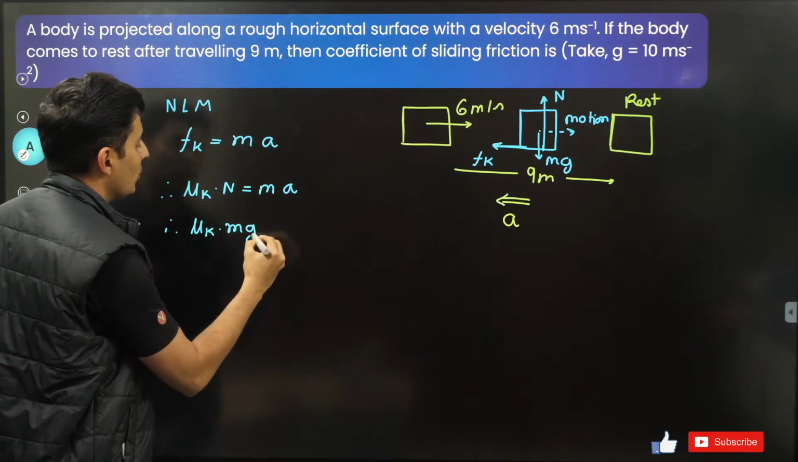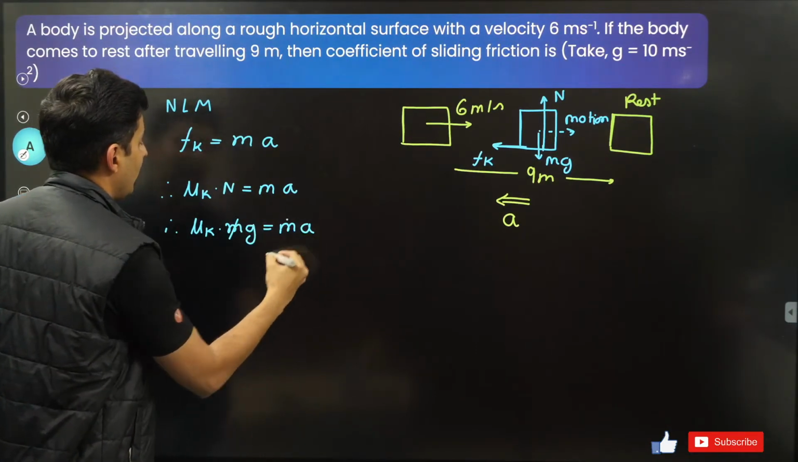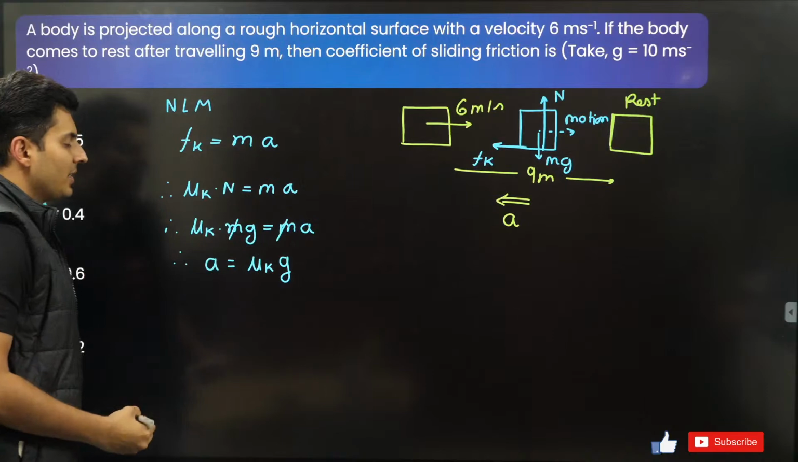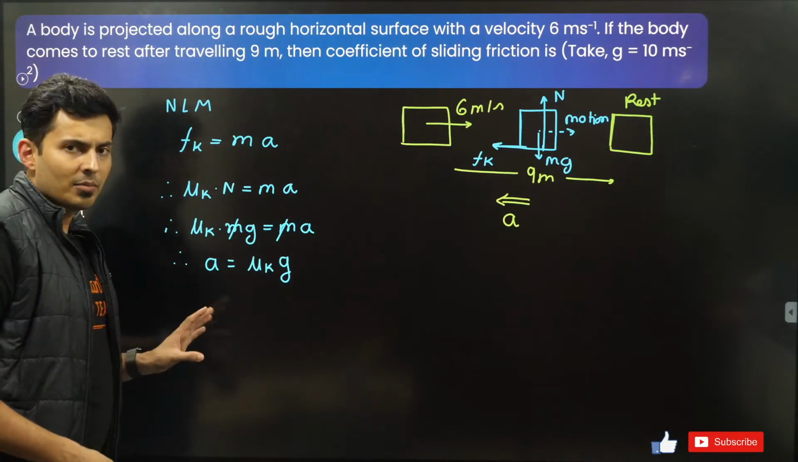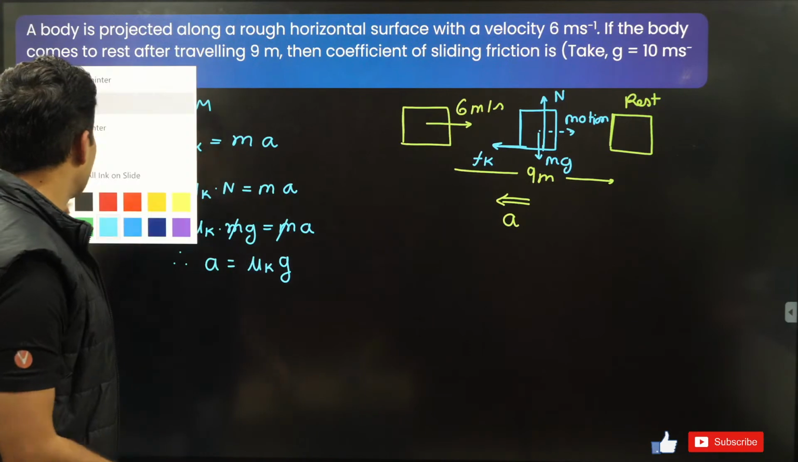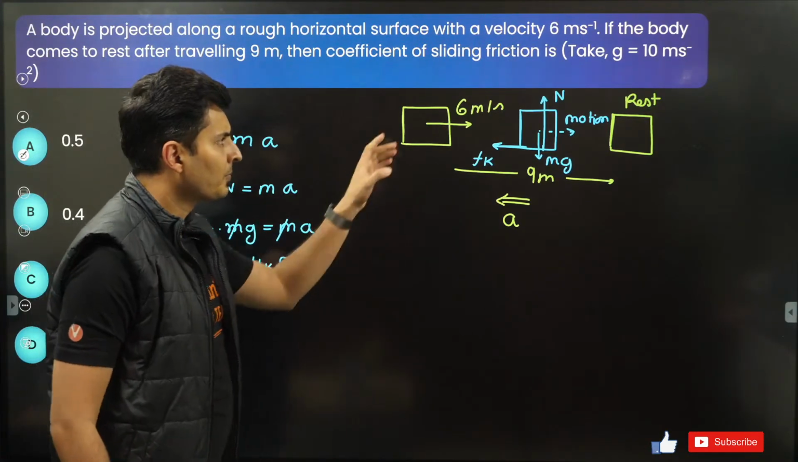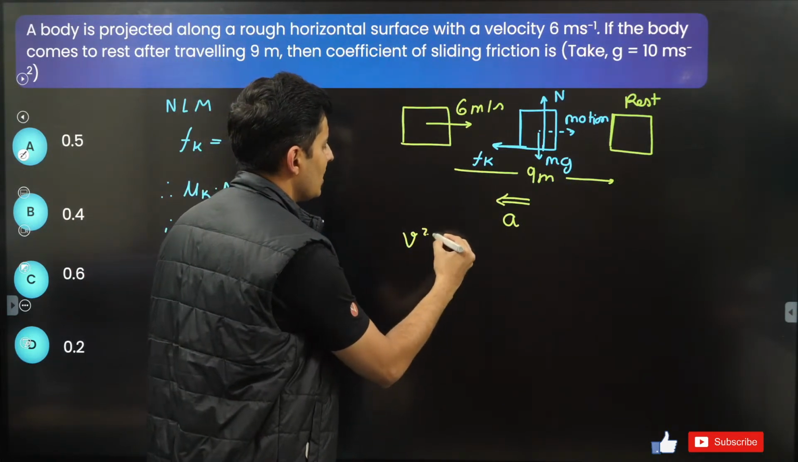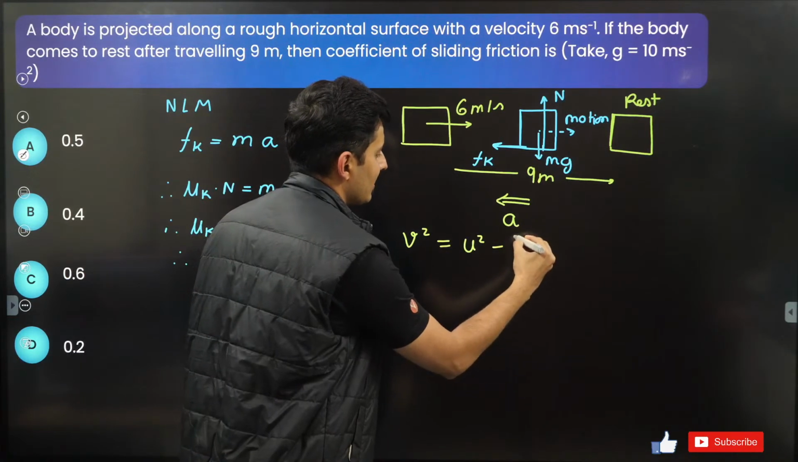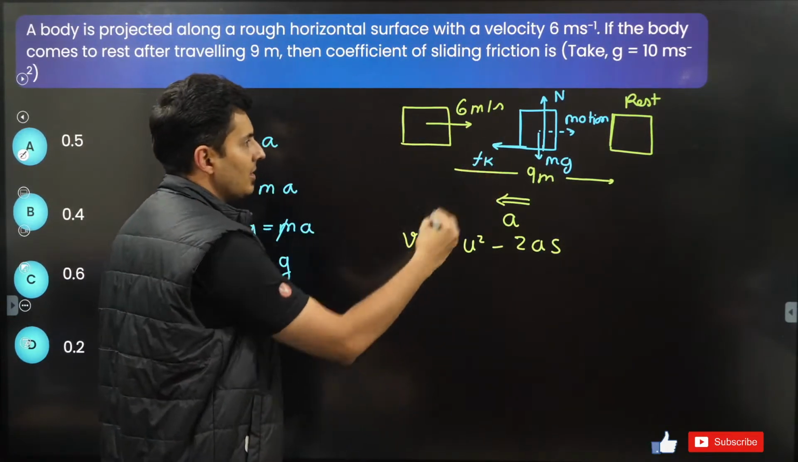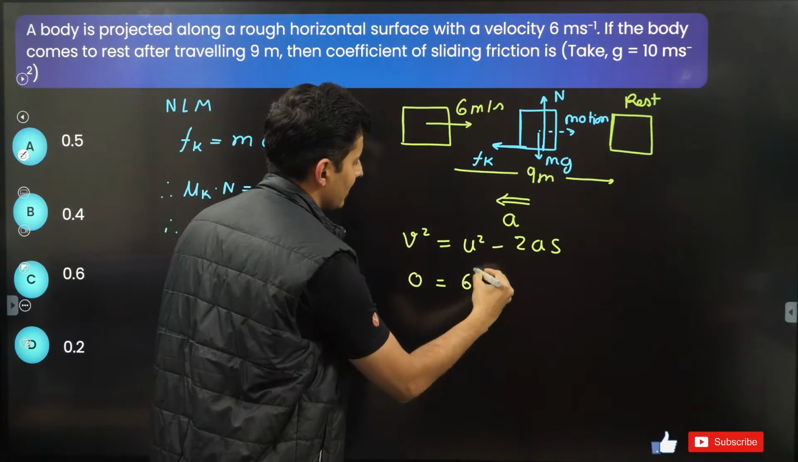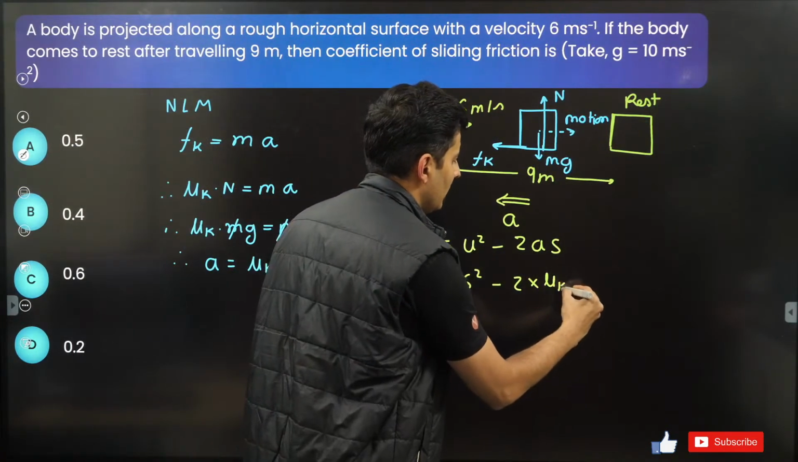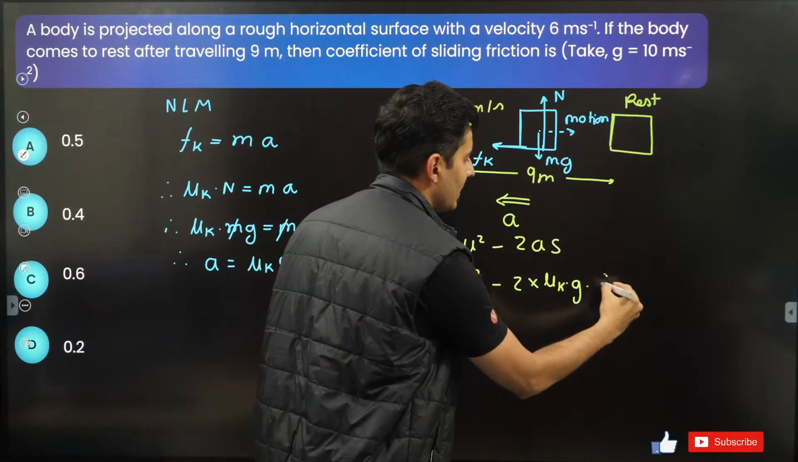So this will be nothing but mu k into mg is equal to m into a. m and m get cancelled. So acceleration will be coefficient of kinetic friction into acceleration due to gravity. Okay, this is separate, but this will not give me the answer because I do not know the acceleration. So here is what I'm going to do, my warriors. Because I know it is stopping, I'll use kinematic equations. The best equation to use is v squared equals u squared, and because it is decelerating, minus 2as. Final speed is 0. Initial speed is 6, minus 2 into acceleration, which is mu k into g. Displacement is basically 9 meters.